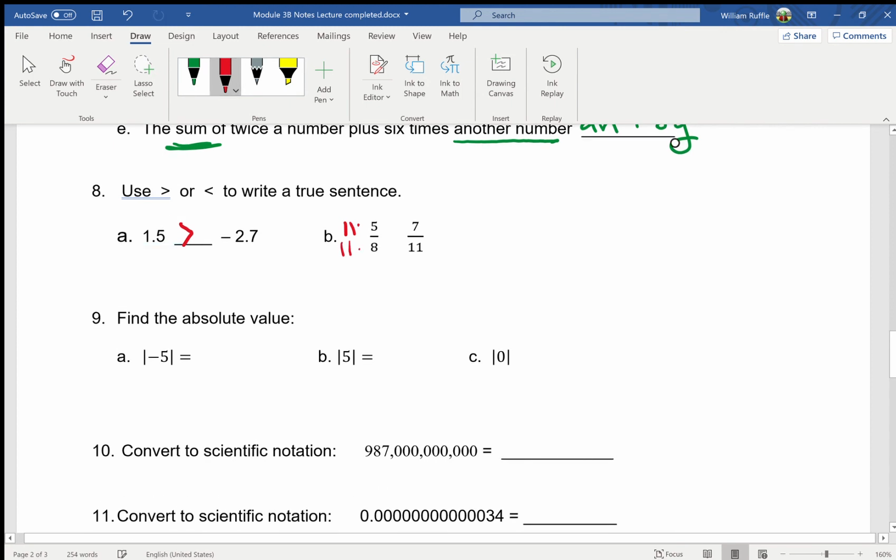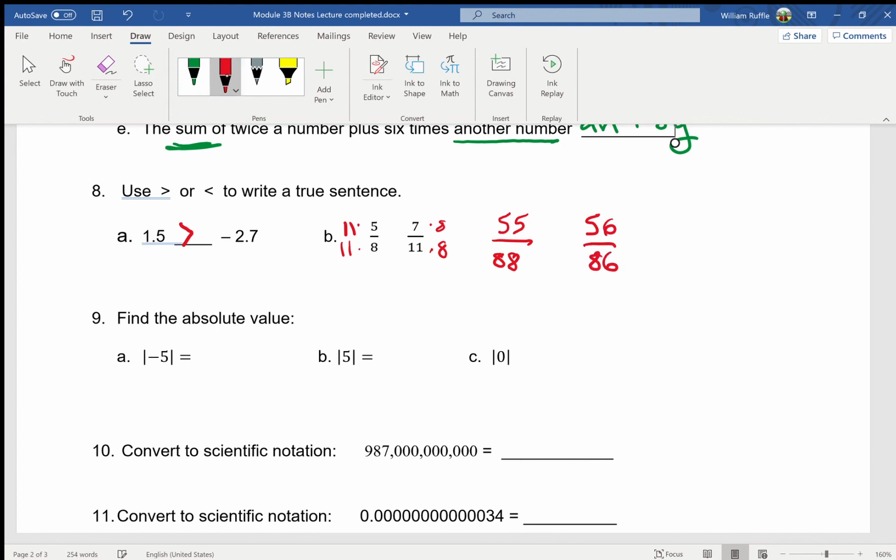I'm multiplying top and bottom by 11 here, and then I'm multiplying top and bottom by 8 here. So really I have 55 over 88, and then we have 56 over 88. When the denominators are the same, I just look to see which numerator is bigger. 56 is bigger than 55, so this one is less than.